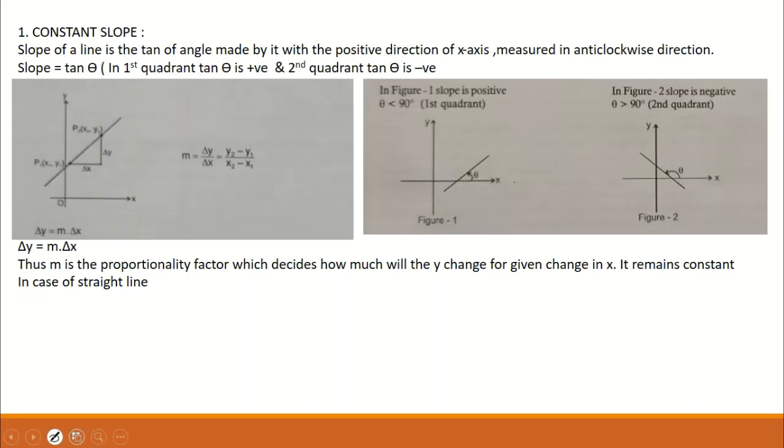So let's come to the section on slope. If it is a constant, then the slope is tan theta. This is the theta, then the slope m is equals to delta y upon delta x, that is y2 minus y1 upon x2 minus x1. If theta is obtuse, then the slope is said to be negative. If theta is acute, the slope is said to be positive. Right? Now, m is the proportionality factor which decides how much the y will change while moving in the x. If I move in the x, how much the y will increase.